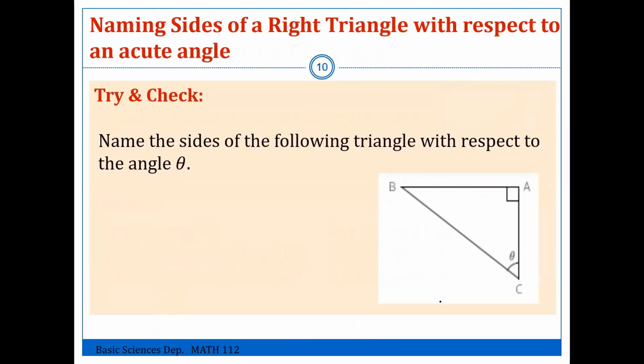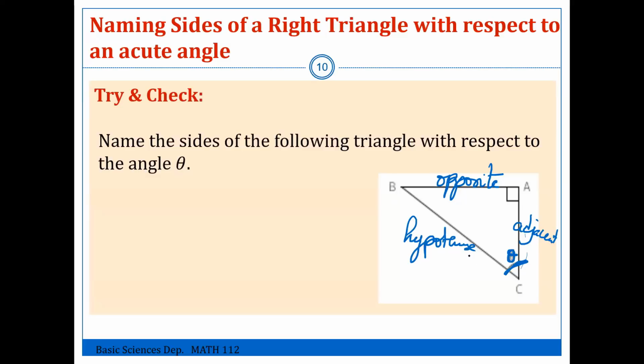نفس الشيء هنا angle ثيتا. إذا هذا شو اسمه؟ AB. Opposite. هذا opposite. هذا AC, adjacent. هذا BC, hypotenuse. هذا الهايبوتنس. For this angle theta.